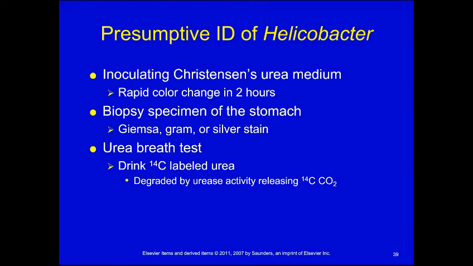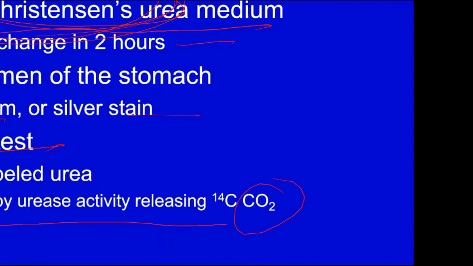Okay. A presumptive identification of Helicobacter, you inoculate Christensen's urea medium, the rapid color change in 2 hours, urease test yan. This is used in urease test, the Christensen's urea medium. So, rapid color change in 2 hours, magiging pink. Biopsy specimen of the stomach, you stain it with Giemsa, Gram or silver stain. You may do the urea breath test. You have to ask the patient to drink the carbon-14 labeled urea, degraded by urease activity releasing C14 and CO2. Okay.